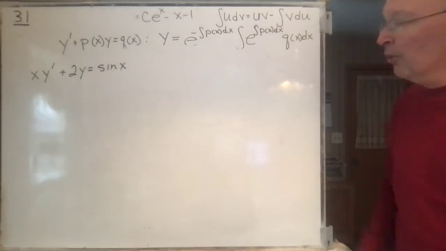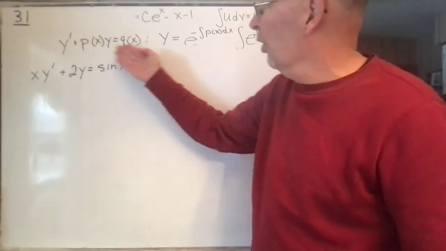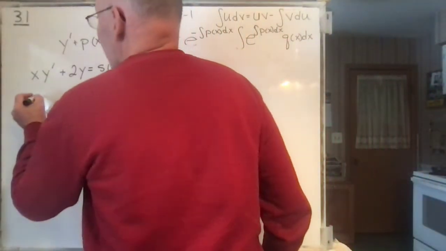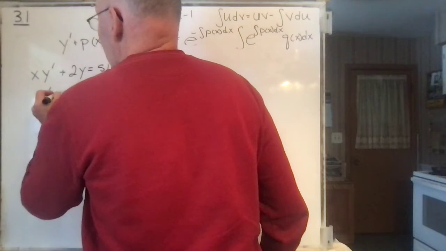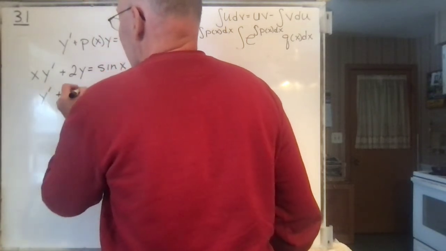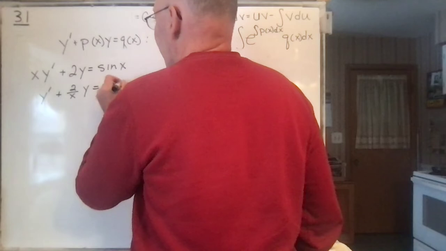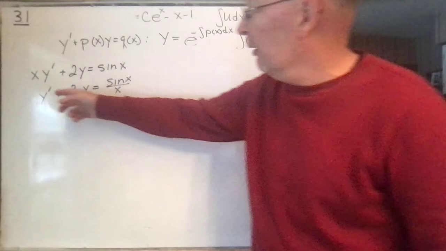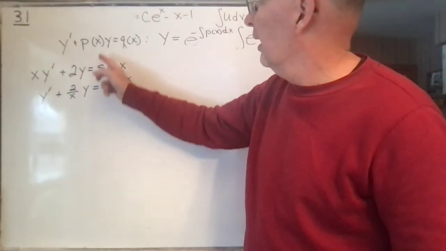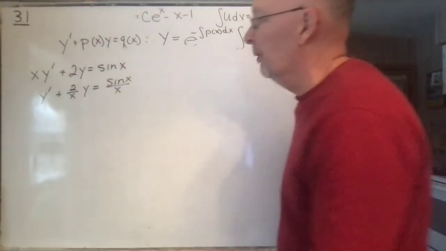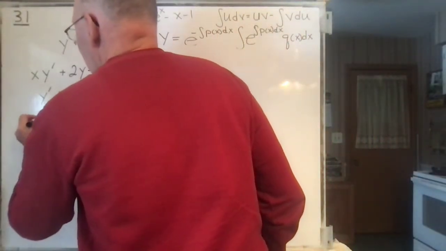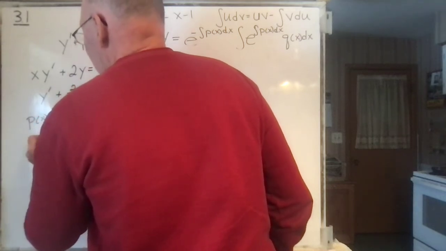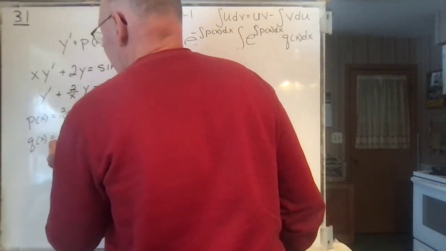Okay, I guess this is an important one to do, because notice this is not of this form, right? I want something that looks like this. And so the very first thing I can do is to rewrite it like this. y prime plus 2 over x times y is equal to sine of x over x. Agreed? So now I've got it in this form right there. And yep, it's all set. So my p of x is equal to 2 over x. My q of x is equal to sine of x over x.